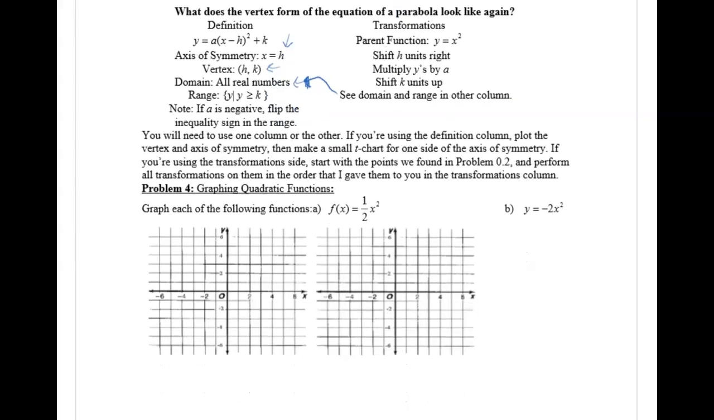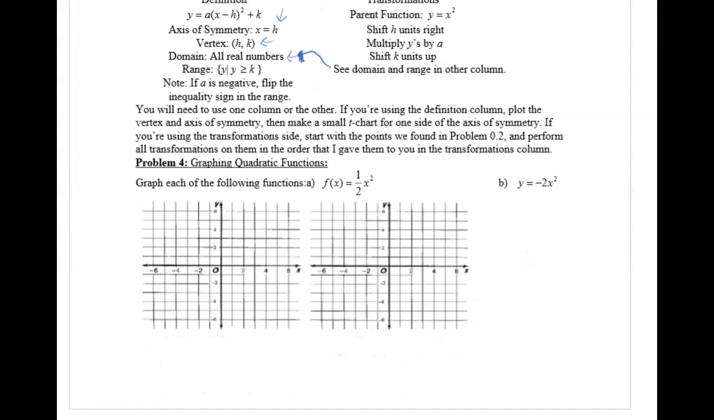All right. Graph each of the following functions. We'll get to those here in a second. Look out for the next video.